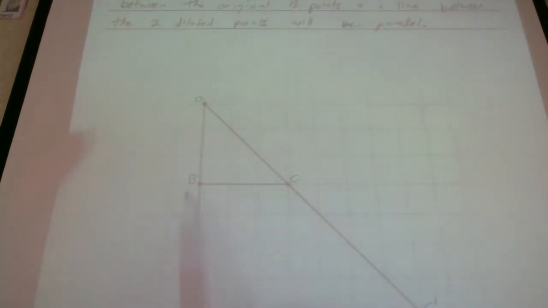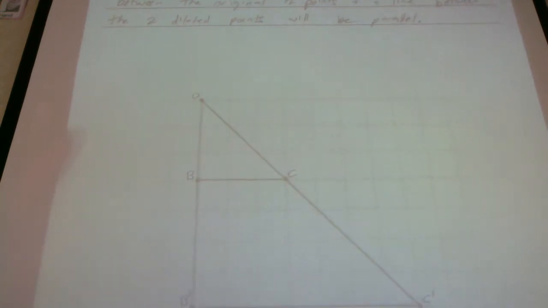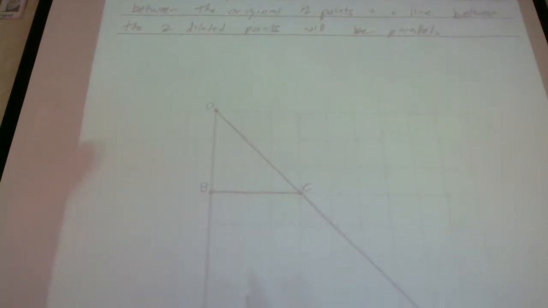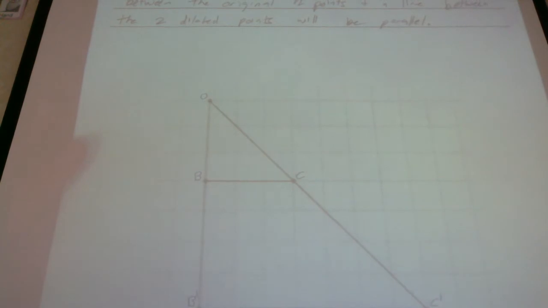We had points B and C, and we dilated them out to become B prime, C prime. And you'll notice something. If we drew a line between B and C, and we drew a line between B prime and C prime, these two are parallel. That's exactly what we were just talking about in the fundamental theorem of similarity. It was talking about the fact that we dilated out these points, and then a line drawn between the original ones and a line drawn between the new dilated ones are parallel. So this line is parallel to this line.